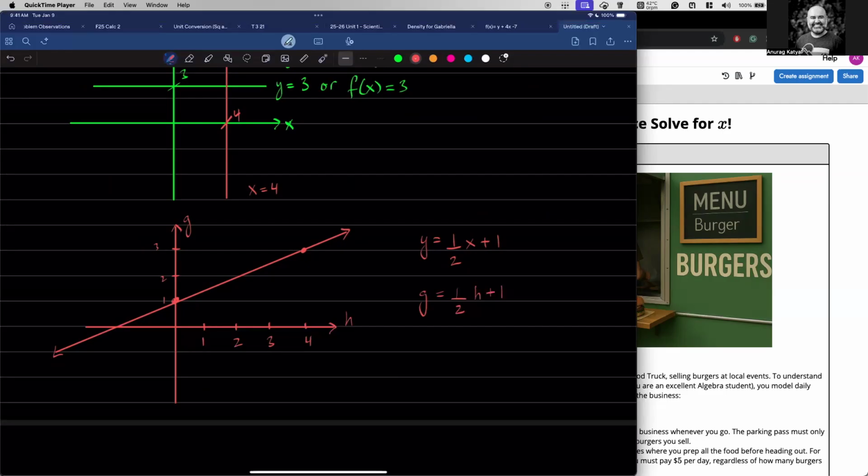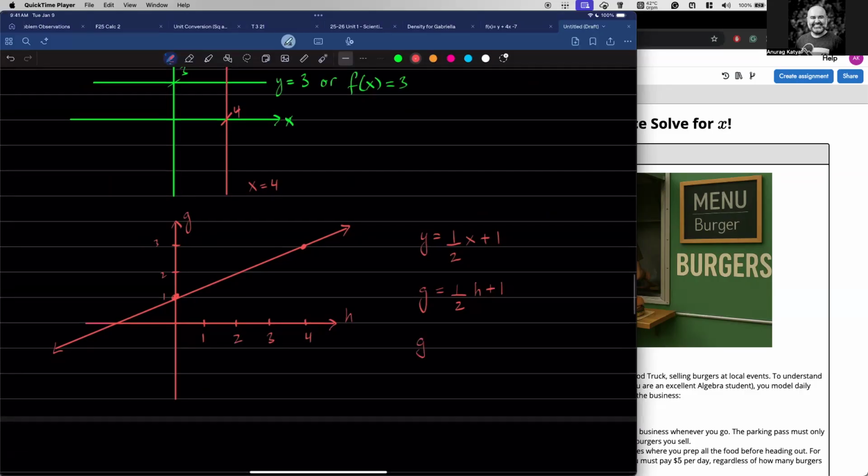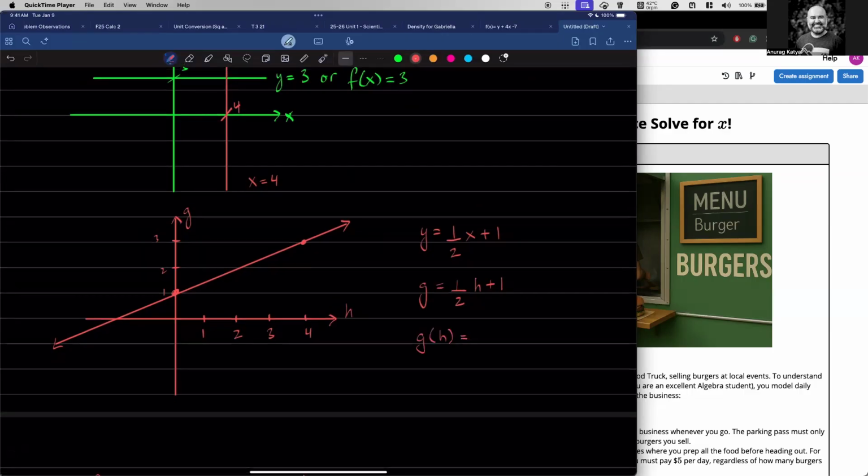New thing today, write this equation in function notation. Think about what variable goes where. There is no F, there is G and there's H. There are no F, there are no X's. G is the dependent, so it goes outside. H is the independent, goes inside, equals plus 1. Nothing changes on the right-hand side. Are we okay with this? Questions so far?